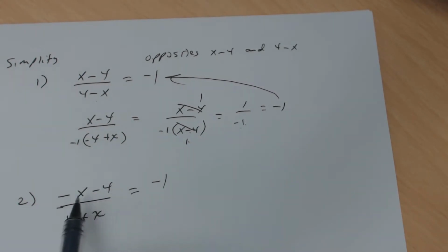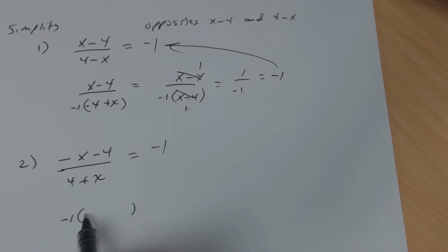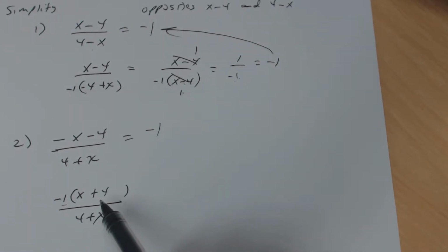So I'm going to go ahead this time and factor out a negative 1 from the numerator. So if I factor out a negative 1 from the numerator, I get negative 1 times negative 1 right here. Negative 1 times a positive x is a negative x. Negative 1 times a positive 4 is a negative 4. And my denominator is just 4 plus x. Right? Now I want you to recognize that x plus 4 is the same as 4 plus x.